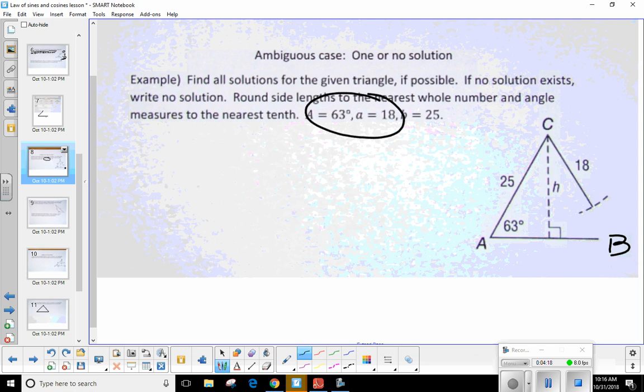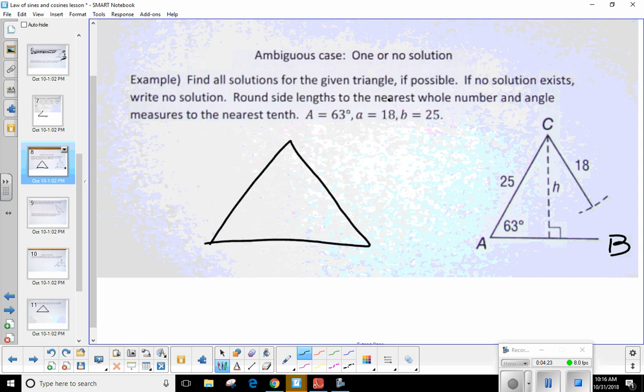Now, I always go ahead and create these in the same way. I start just by drawing a normal triangle like this. The angle I'm given, I always put in the bottom left corner. So then I have the side across from it, 18, and then I have the other side.